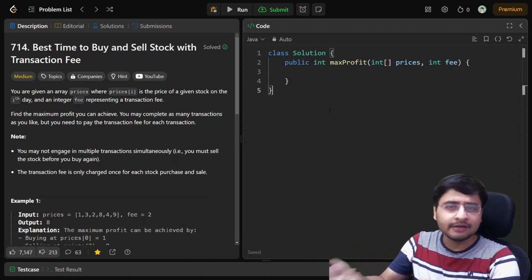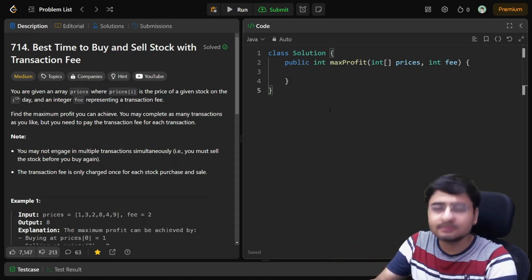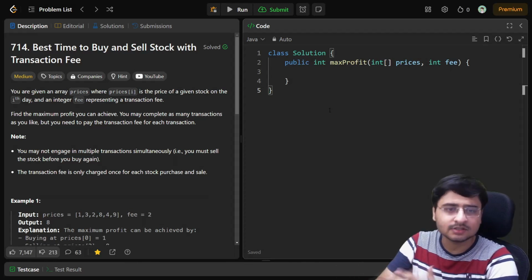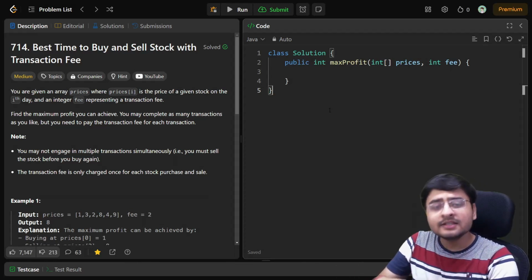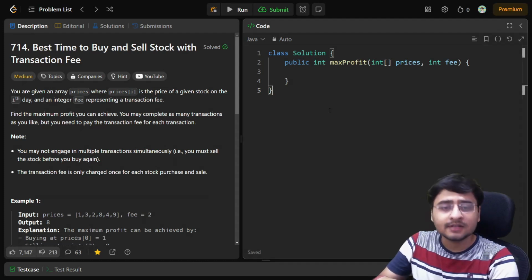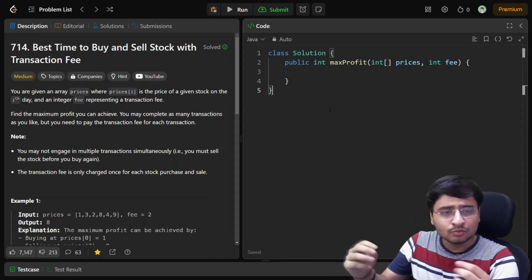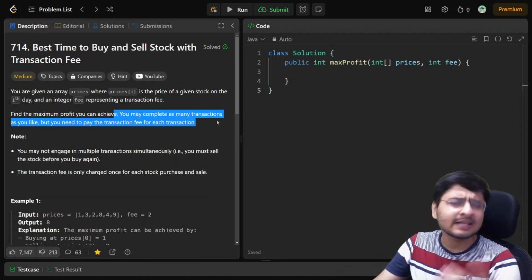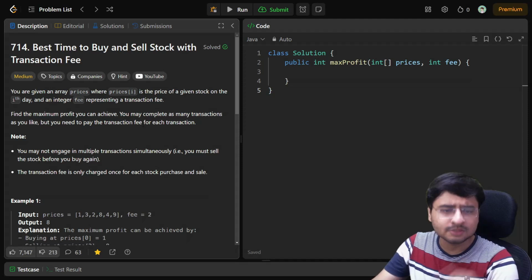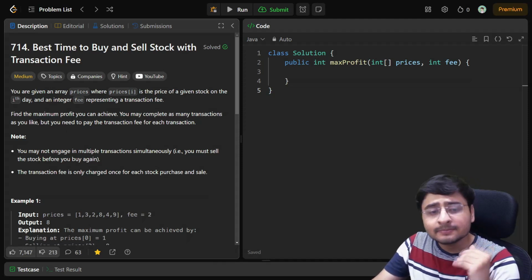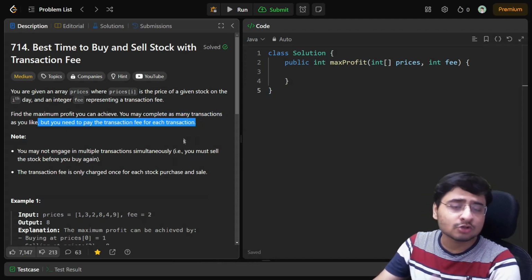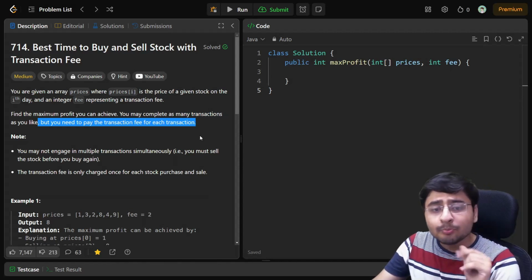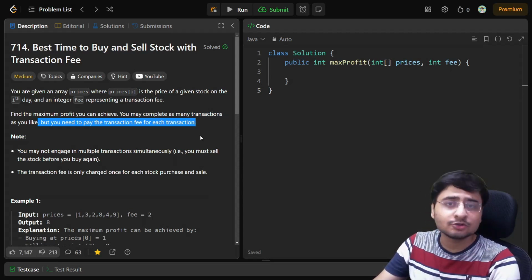Similar to what we have done in every buy and sell stock problem, here as well they are giving us the same prices array. Another integer is given to us, which is called fee. So the question is plain and simple. You have to find the maximum profit you can achieve, and you may complete as many transactions as possible. Infinite transactions are allowed in this problem, but something else is there which we need to focus on. That is, you need to pay the transaction fee for each transaction you do.